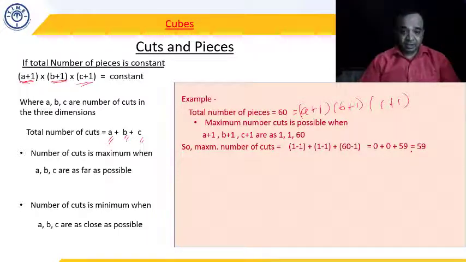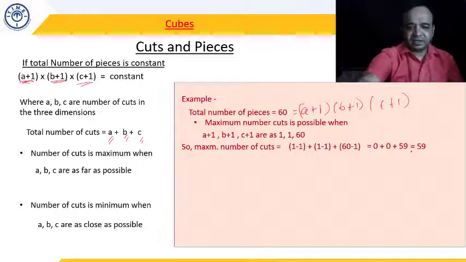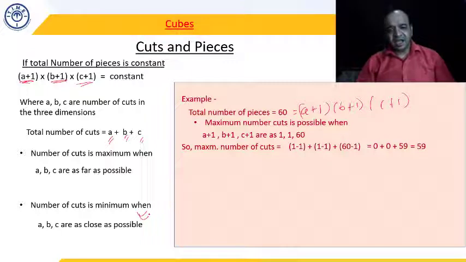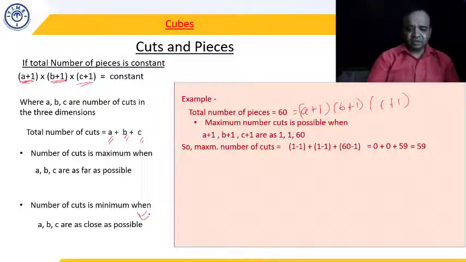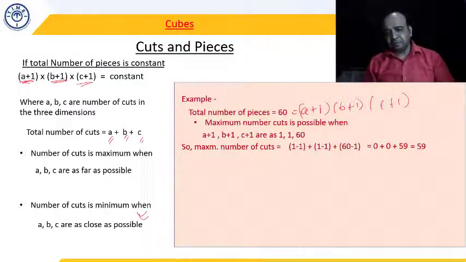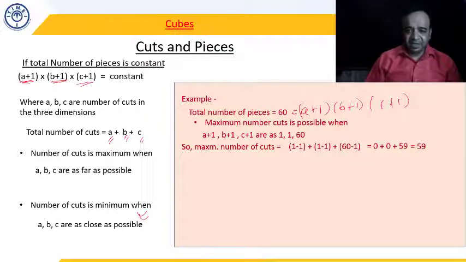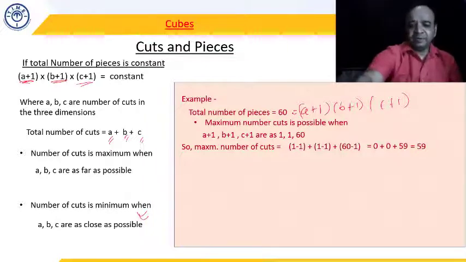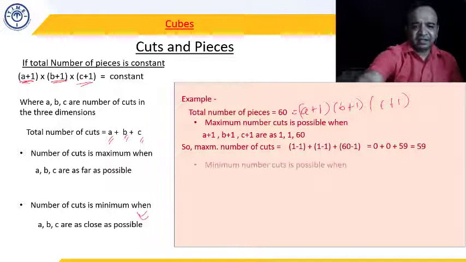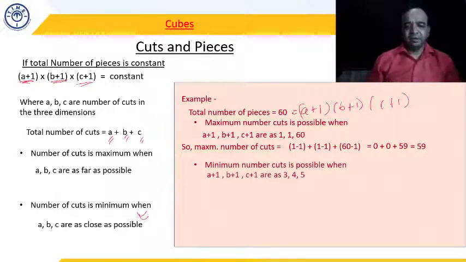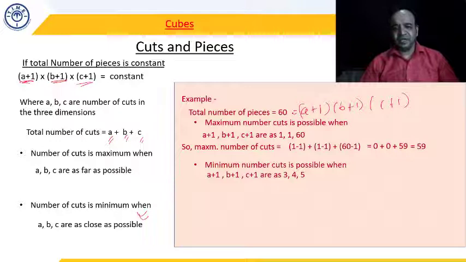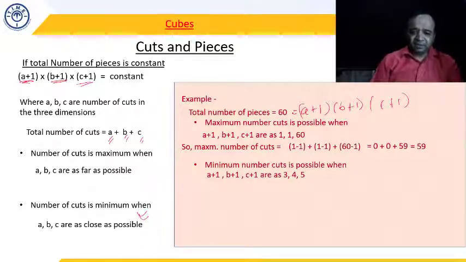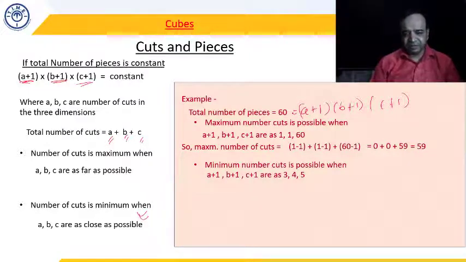Okay, fine. Now similarly, when I go for minimum cuts, the condition we have here is that a, b and c should be as close as possible. By doing this factorization, you will find 3 into 4 into 5 is the best possible for a, b and c being as close as possible. So a plus 1, b plus 1, c plus 1 should be 3, 4 and 5 for the minimum number of cuts. So a plus 1 is 3, b plus 1 is 4, c plus 1 is 5. I hope this is clear.